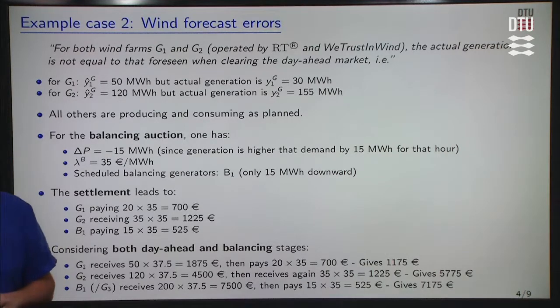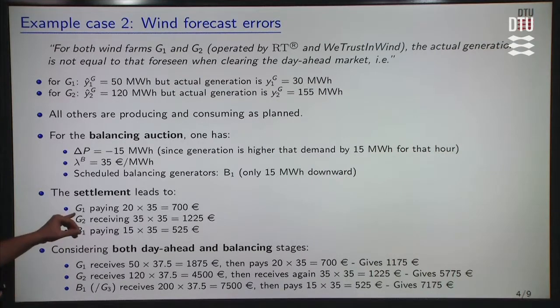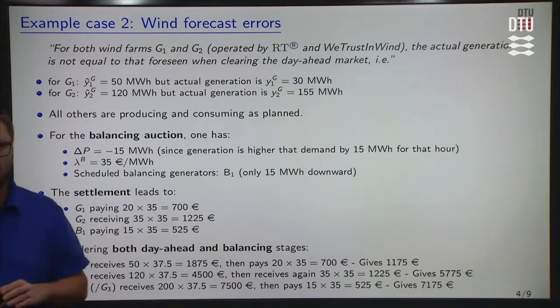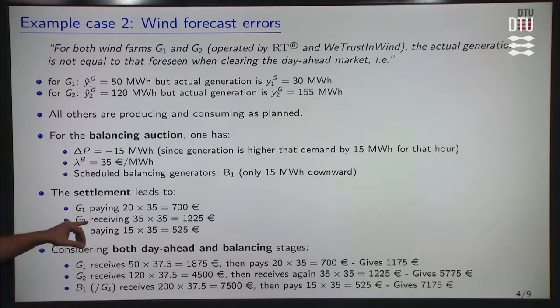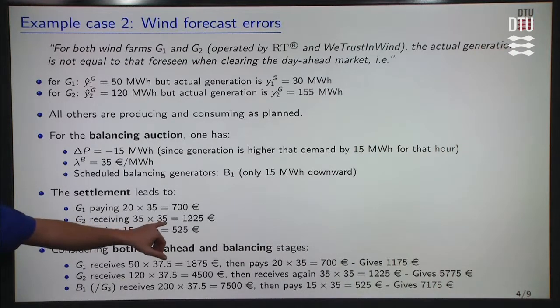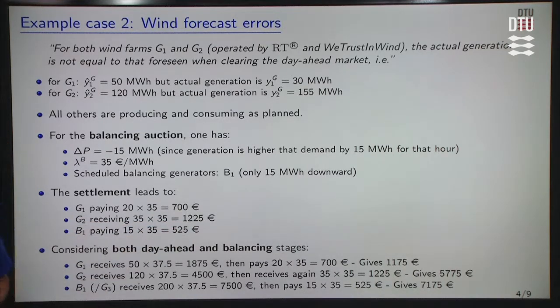If we look at the settlement, this leads to G1 having to pay for the missing 20 megawatt hour times 35. That's 700 euro. G2 is going to be paid for the extra amount of energy being produced at the price of 35 euro per megawatt hour. So that's 35 times 35 equal 1,225 euros. And finally, the balancing generator B1 is going to be paying 15 times 35 equal 525 euro, since by going downwards, B1 is selling back energy to the system.